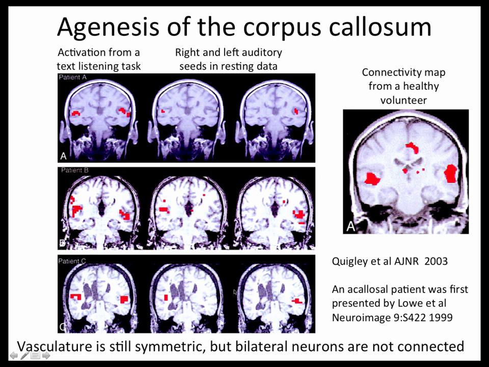So this is showing that, in resting state at least, the connectivity you see in healthy volunteers disappears when those fibers are gone, which adds evidence that these fibers actually are what we're seeing, the communication between sides.